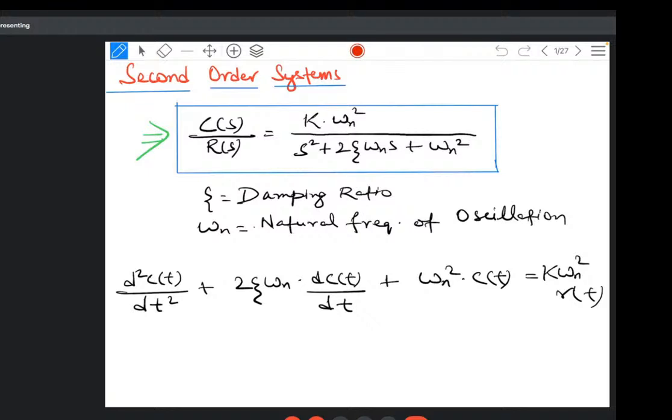We also started with the transient response, where I've shown you the transient response of the zero order system and the transient response of the first order system. So today we are going to start with transient response analysis of the second order system. After completion of this, we are going to do the numericals based on transient response analysis of first order and second order systems.